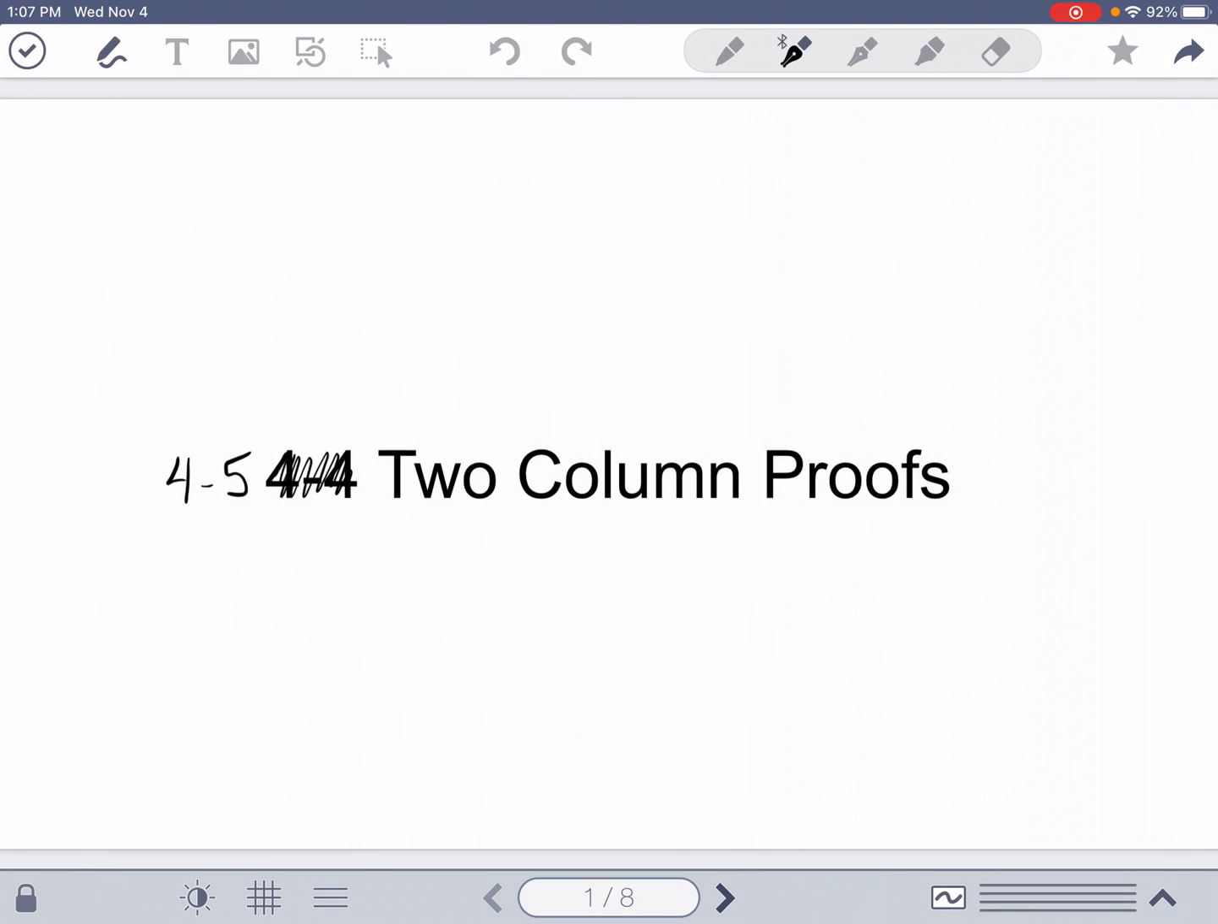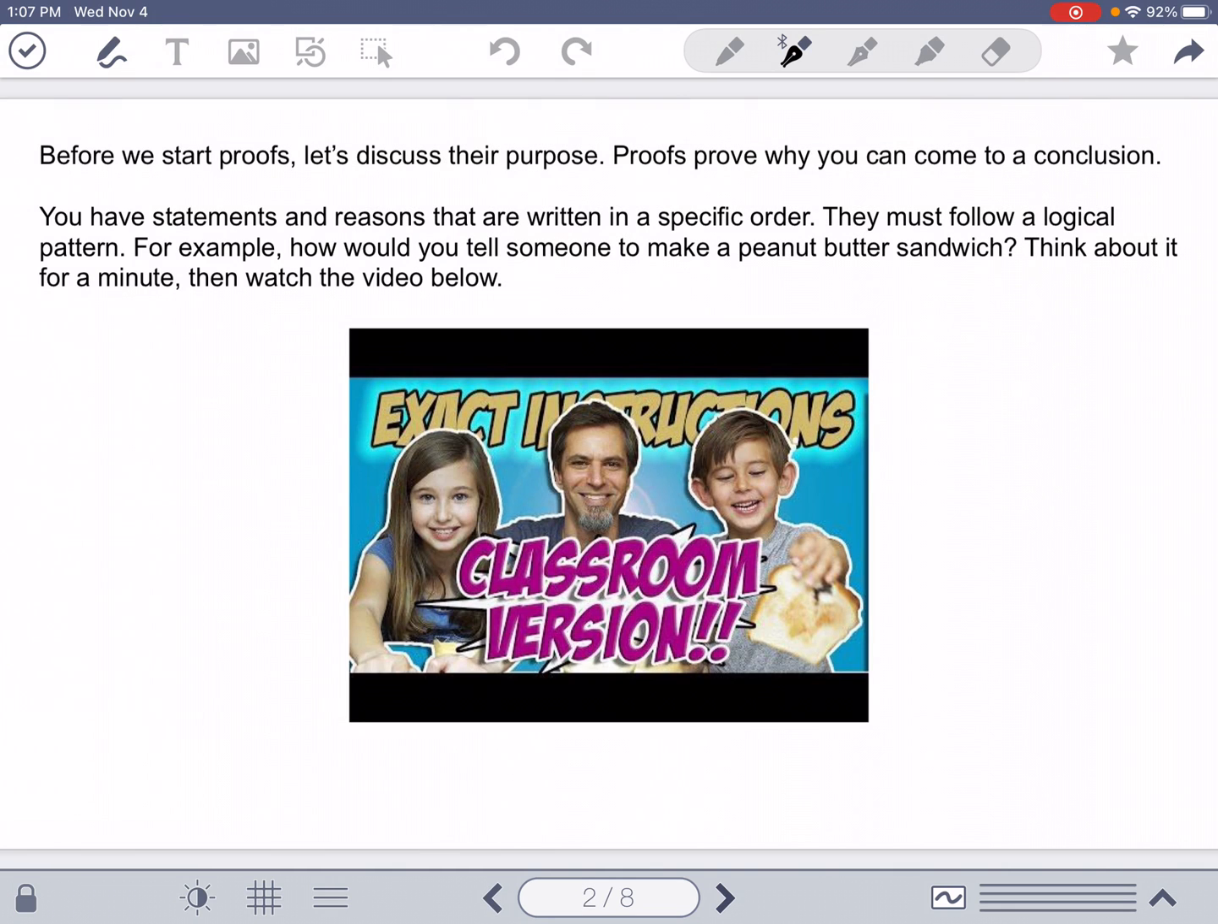Okay, so today we're going to work with section 4.5, 2-column proofs. Before we start proofs, let's discuss a little bit about their purpose. Proofs prove why you can come to a conclusion. You're going to have statements and reasons that are written in a very specific order, and they must follow a logical pattern. For example, how would you tell someone to make a peanut butter sandwich?